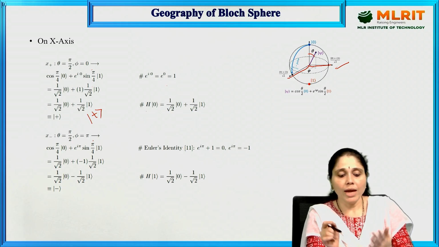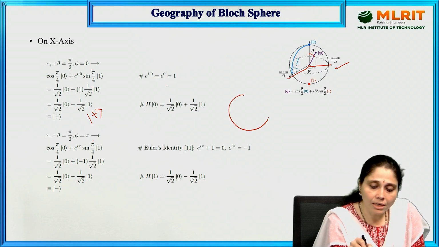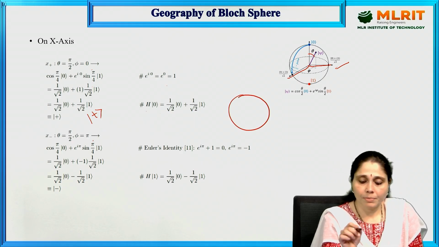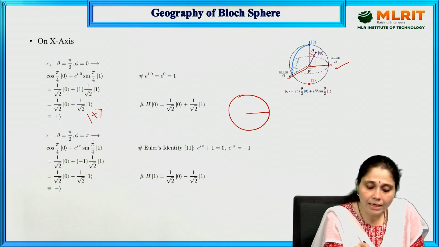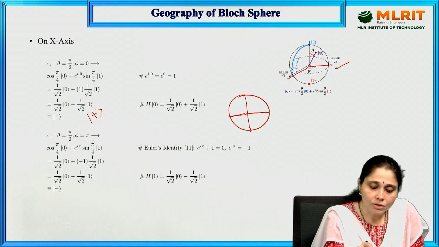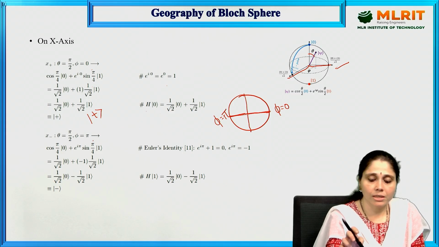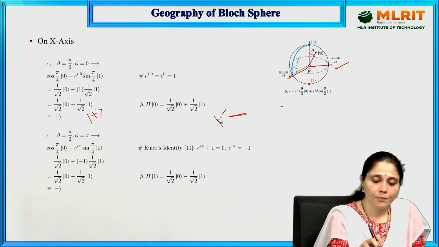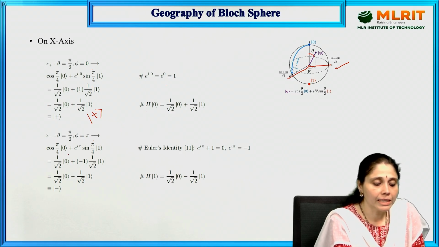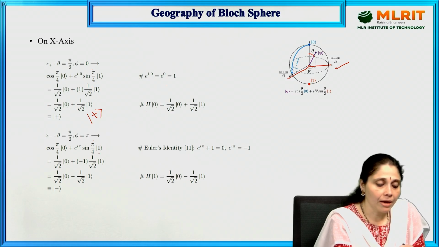This is the sphere. Here we worked earlier, and now we are going to work here in this. So obviously, if we worked here, we took phi equal to 0. If we work here, we take phi equal to pi, a phase change, right? Okay, cos pi by 4 ket 0 plus e power i pi sin pi by 4 ket 1.